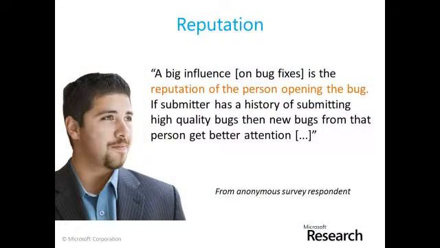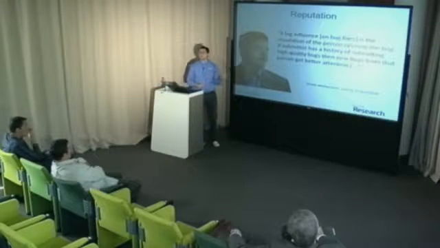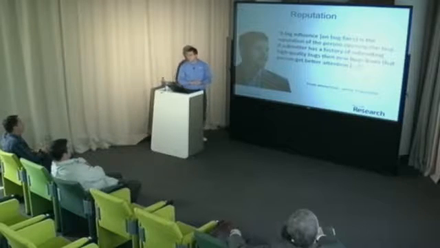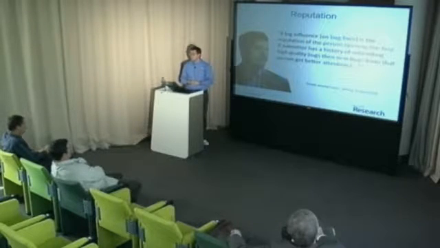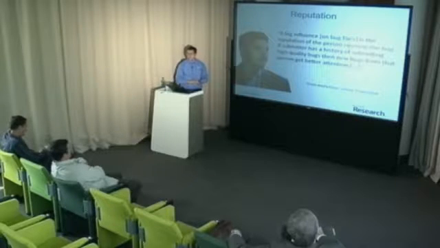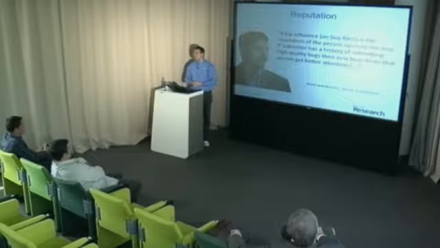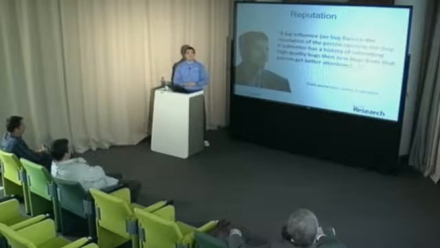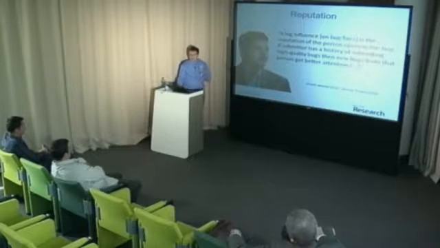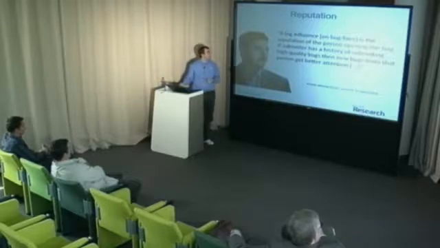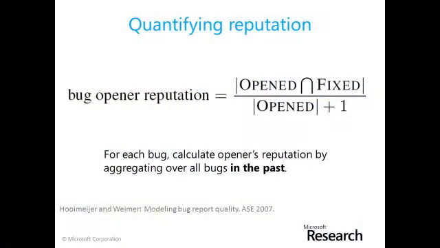So the first thing which we looked at was reputation. And this was partly motivated by one of the quotes that we got back from the initial survey. And the quote is, "A big influence on bug fixes is the reputation of a person opening the bug. If the submitter has a high history of submitting high-quality bugs, the new bugs from that person get better attention." Okay? So if you have a history of submitting high-quality bugs, that's good for your bug report. So that's essentially what we used to quantify the reputation.